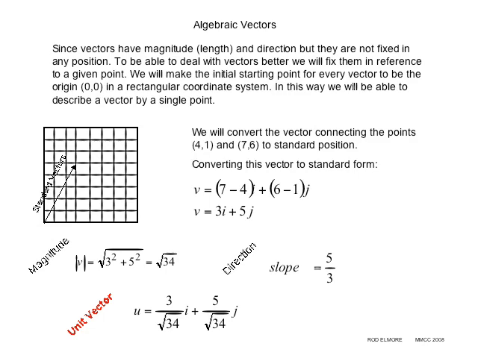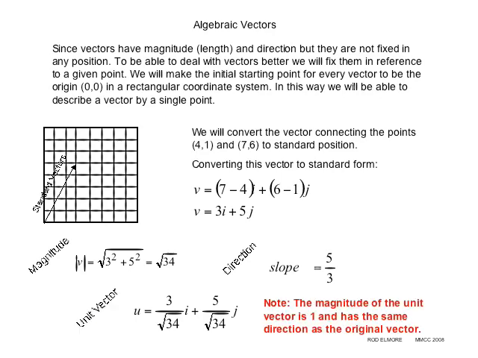Now the magnitude of this is actually 1. That's its name, unit. 1 unit vector. It's pointing in the same direction, but it has a length of 1. Note the magnitude of the unit vector is 1 and has the same direction as the original vector.